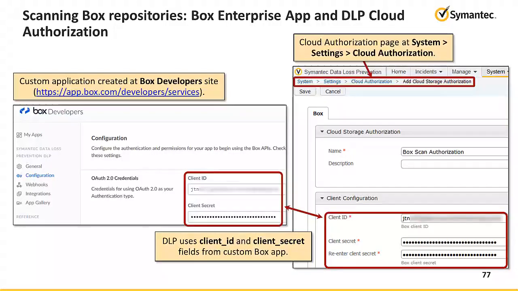After your Box Enterprise app has been configured with the necessary privileges, the Enforce server requires the client ID and client secret from the Box app in order to create a Box Cloud Storage authorization. In Enforce, go to System, Settings, Cloud Authorization, and then click New Cloud Storage Authorization, Box. In the Client Configuration section, enter the client ID and client secret from your Box application. This figure here shows a portion of the Box app settings and the corresponding fields in Enforce.